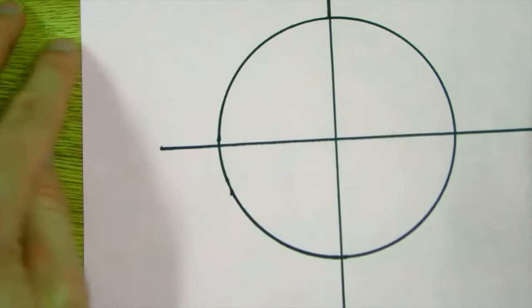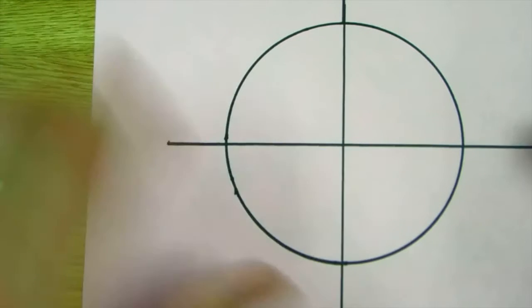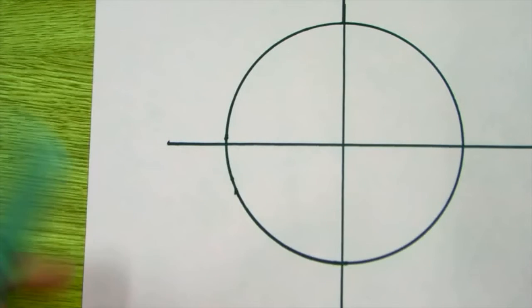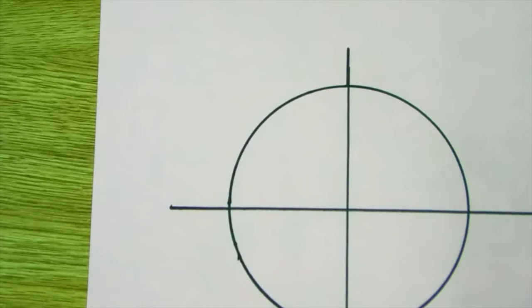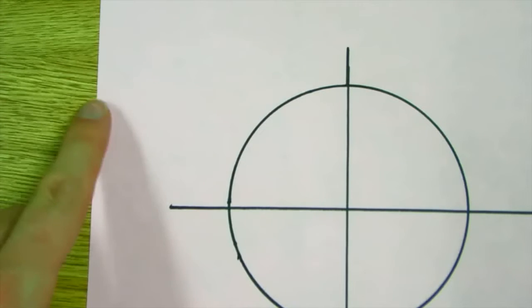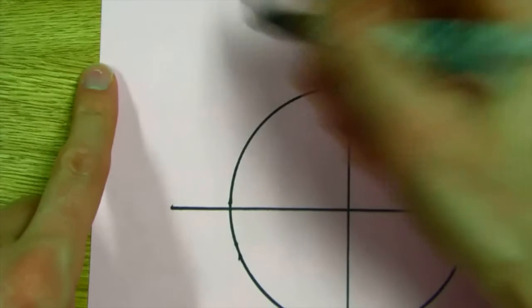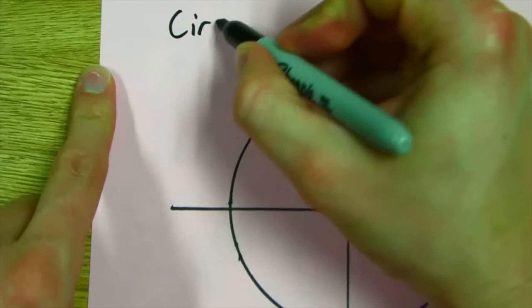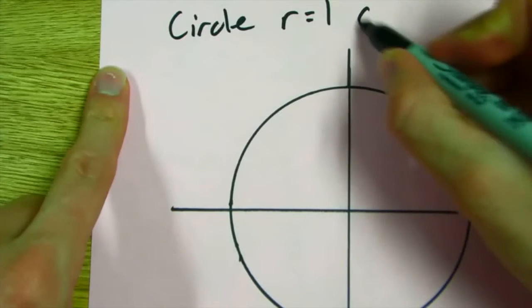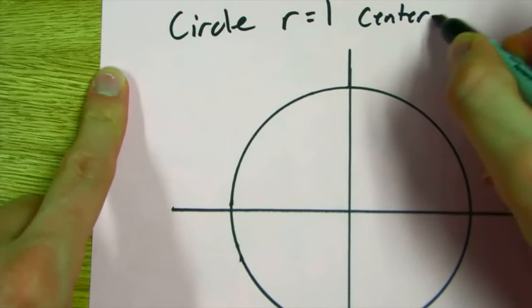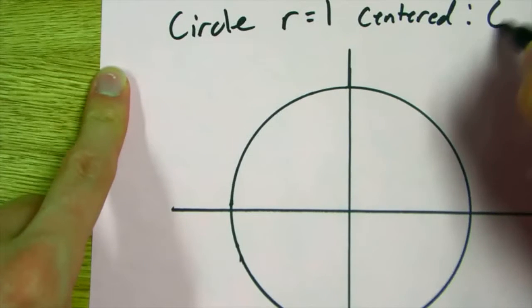All right, let's start with a quick review for our 7-3 notes here. The review concept is this. What is a unit circle? If you answered correctly, your answer should be a circle with a radius of 1 centered at the origin.